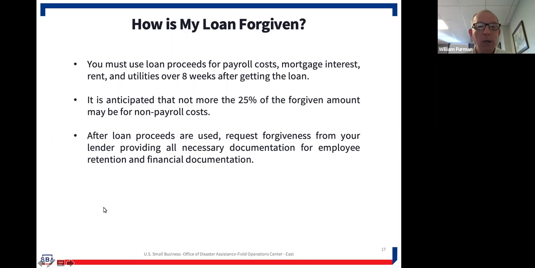You've gotten the loan, and this is where a lot of people are now. You've received the loan. You have the funds, and what you need to know is that you have to use the loan proceeds for payroll costs, mortgage interest, rent, and utilities over the 8 weeks. I already told you that not more than 25% can be used for those non-payroll costs. So it's going to be very important for you to follow that.